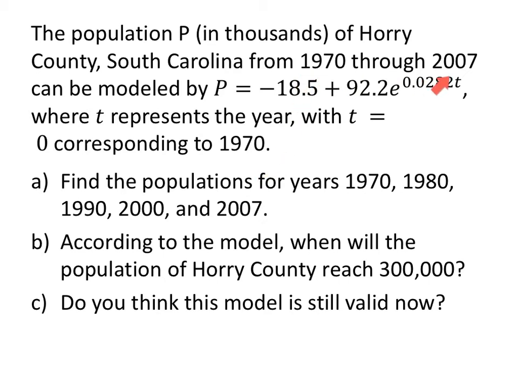From 1970 through 2007, the population can be modeled by P equals negative 18.5 plus 92.2 e to this exponent, where t represents the year with t equals 0 corresponding to 1970. So we're going to find the populations for various years. We're going to look at the model and try to predict when the population of the county reaches 300,000. And we'll talk a little bit about whether or not the model is still valid.